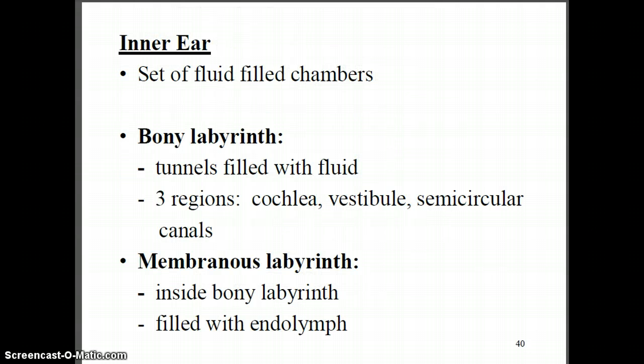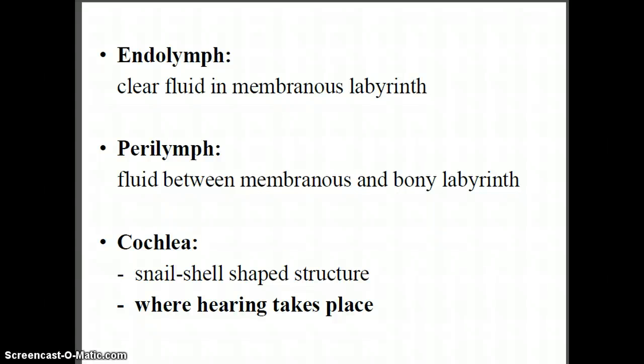The inner ear is a set of fluid-filled chambers, and the bony labyrinth are tunnels filled with fluid. Three bony regions: the cochlea, the vestibule, and the semicircular canals. There is also a membranous labyrinth, which is inside of the bony labyrinth and filled with endolymph. Here is a description of what endolymph is and what perilymph is.